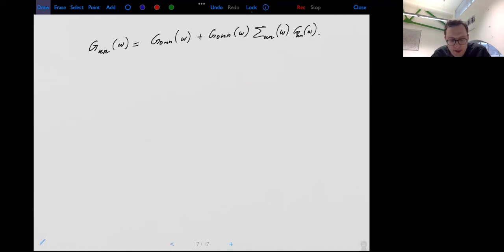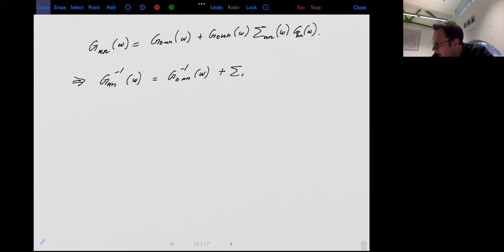So we've just Fourier transformed and expressed this in a basis. And now we can solve that equation for the interacting Green's function. What we'll get is the following: the inverse of G_nn is equal to the inverse of G naught_nn plus the self-energy Sigma_nn(omega).